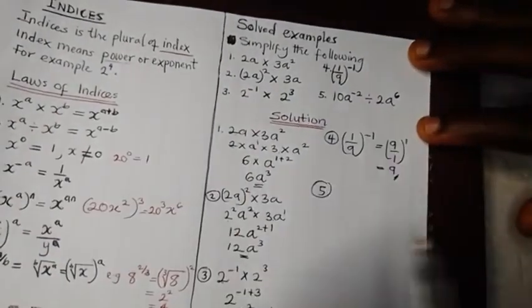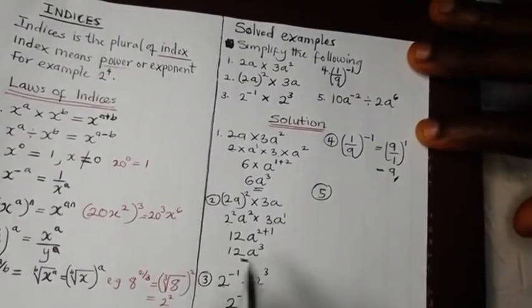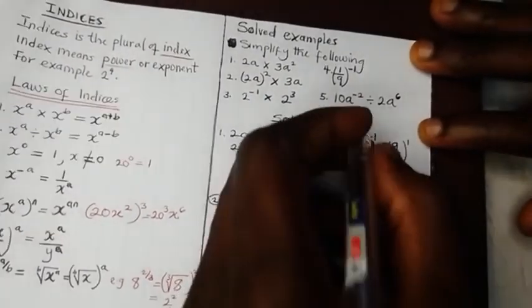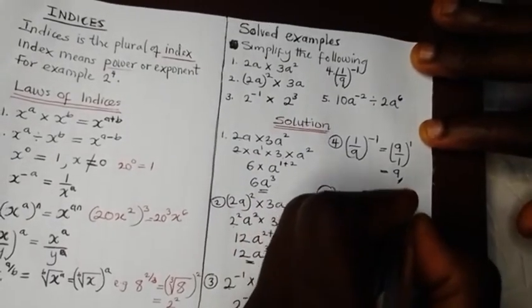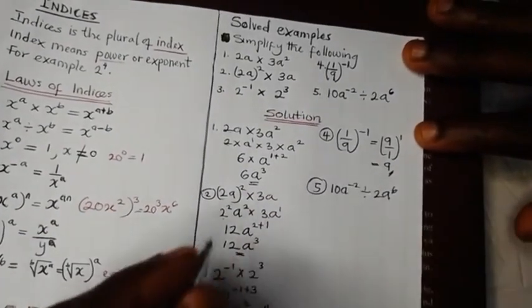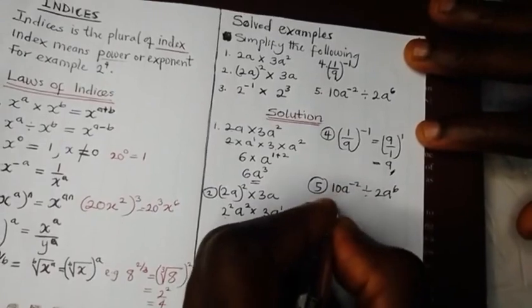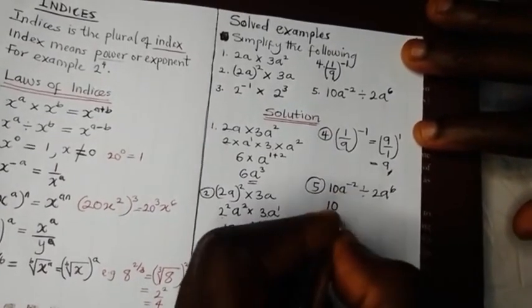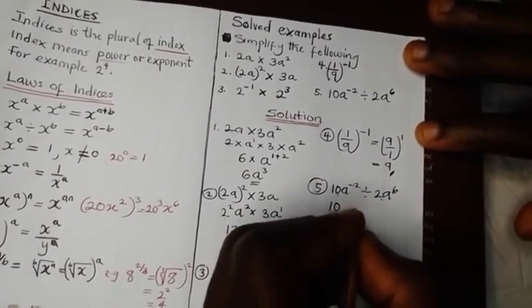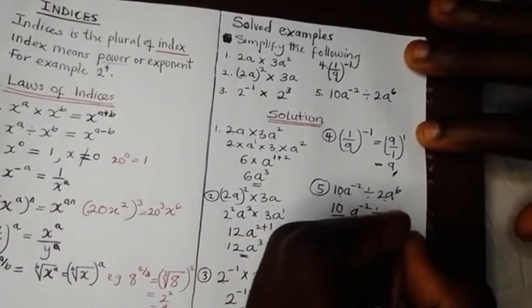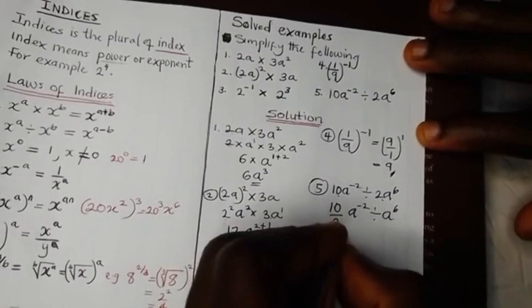Now, this is division. Okay, quite different from the previous examples. Now let's look at this. Very easy. The same way, you can split this: 10a raised to power minus 2 divided by 2a raised to power 6. You can split this to 10 dividing 2. Then a raised to power minus 2 dividing a raised to power 6. Okay, 10 divided by 2 gives us 5.